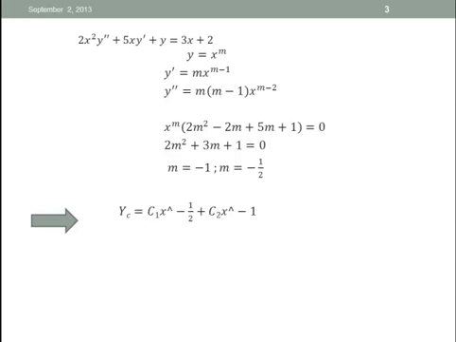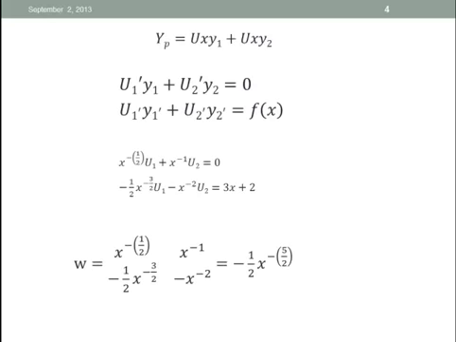So plugging the data, we have x raised to m, quantity of 2m squared minus 2m plus 5m plus 1 equals 0. Further simplification, we have 2m squared plus 3m plus 1 equals 0. So we will take the value of m. M would be negative 1, or m equals negative 1 half. So yc would be c1 x raised to the negative 1 half plus c2 x raised to the negative 1.